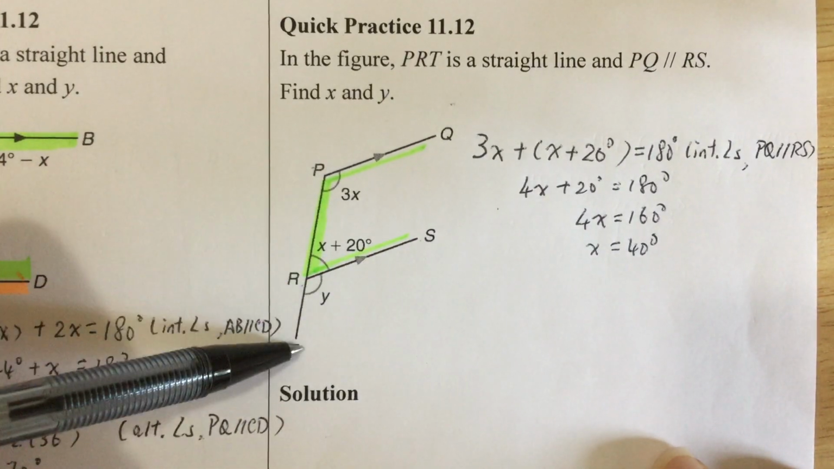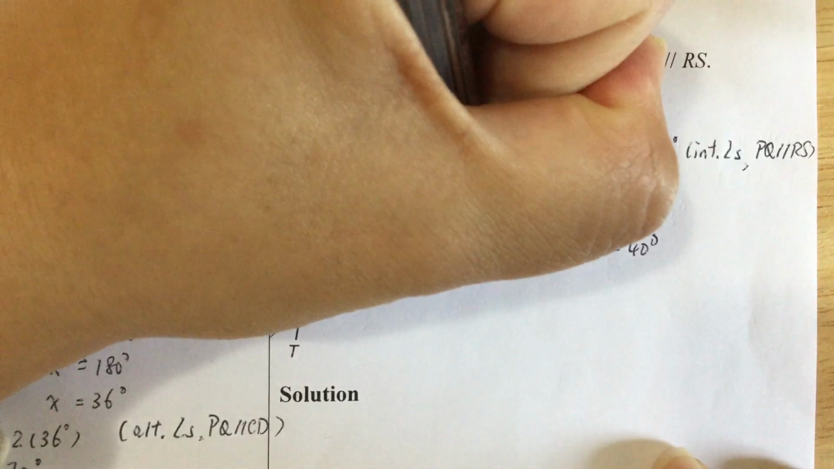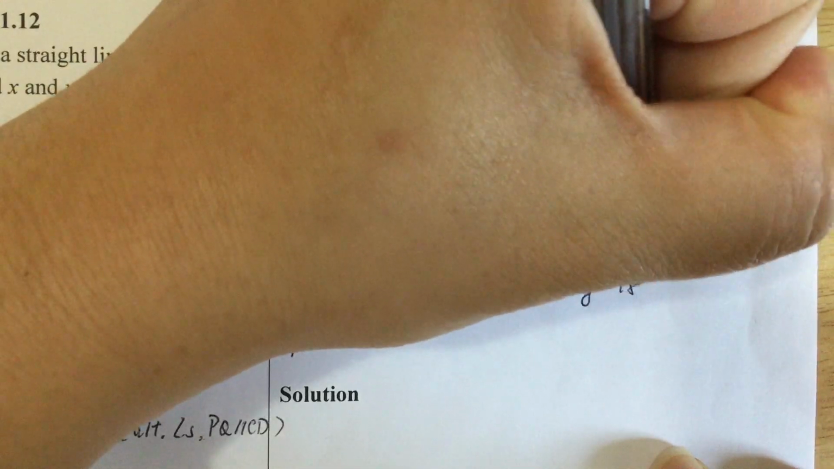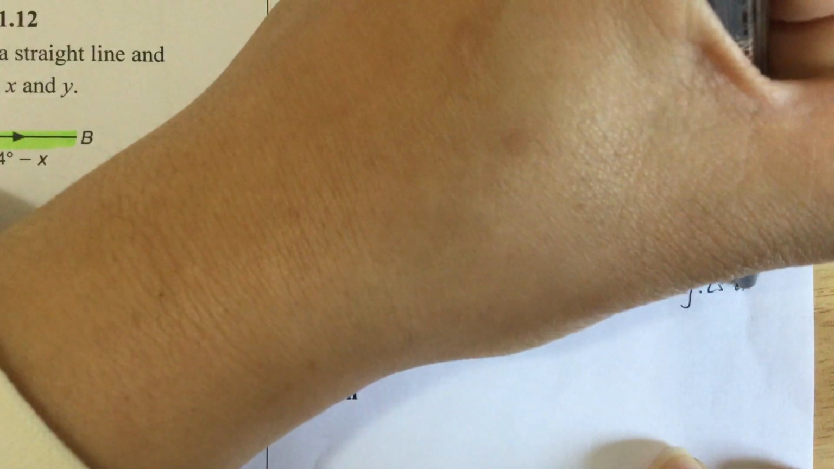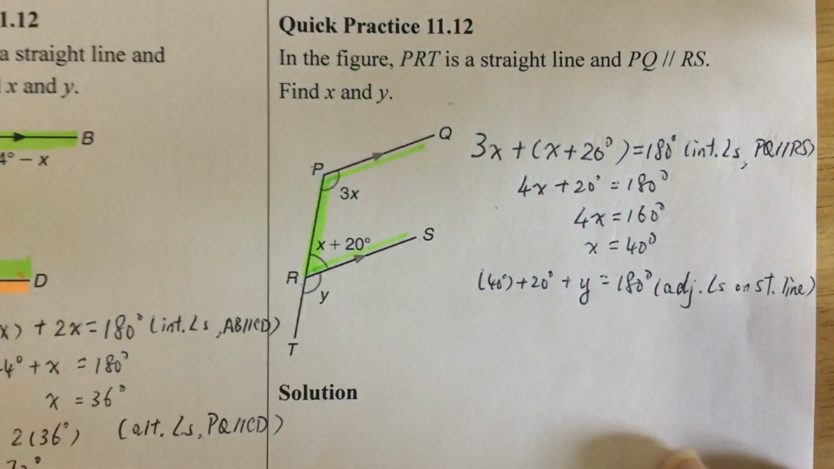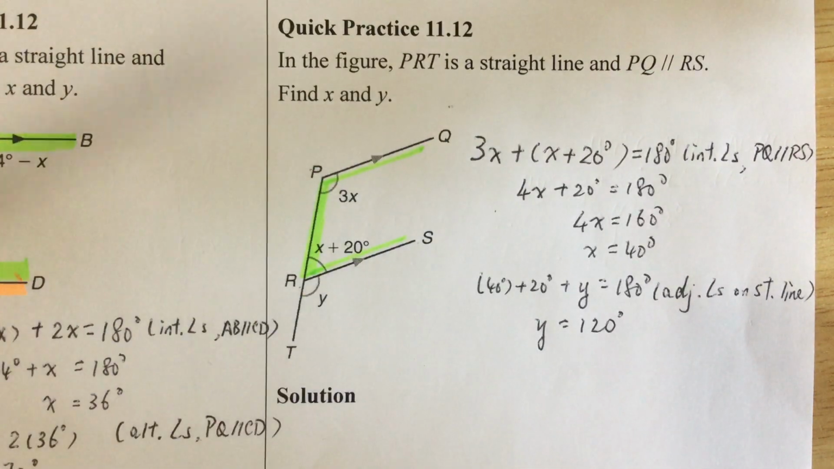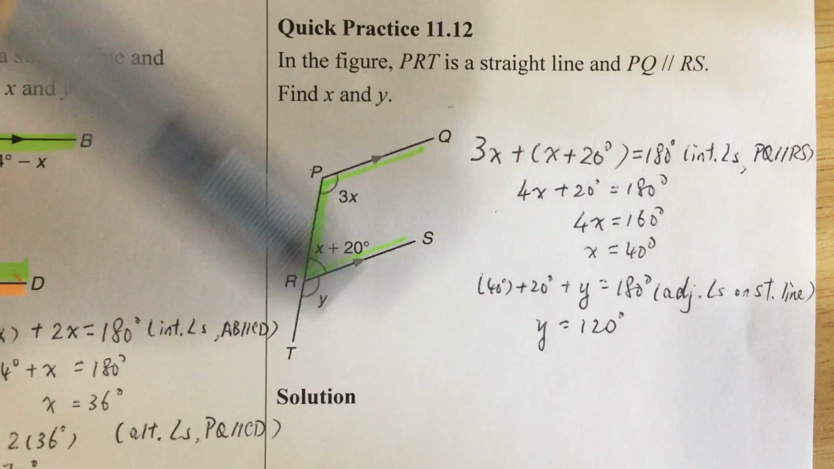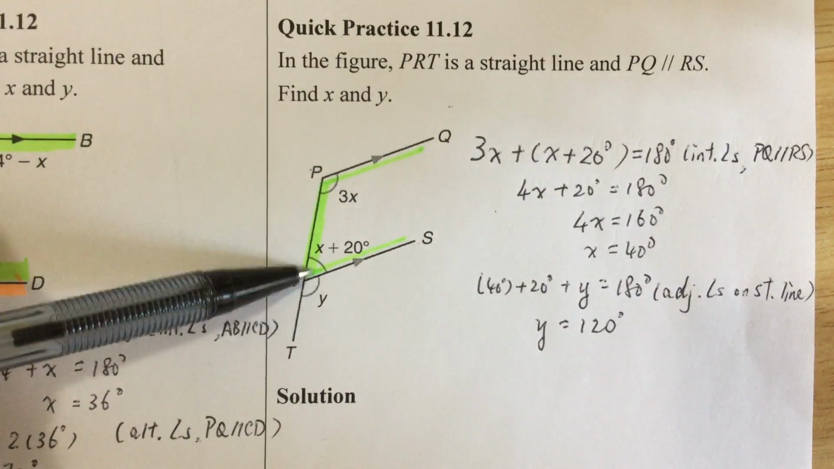And finally, we can use the adjacent angles on a straight line because these two angles will add together to 180 degrees once again. So we have 40 degrees plus 20 degrees plus y equals 180 degrees. The reason here is called the adjacent angles on a straight line. So y will equal 120 degrees immediately. So you can see this question is not difficult for you to find the answer, but the difficult part is how you think to do this question. Okay, you can use adjacent angles on a straight line, but we have two unknowns.